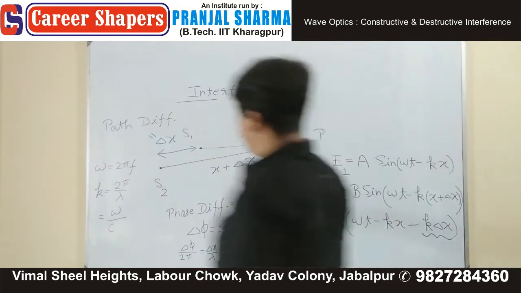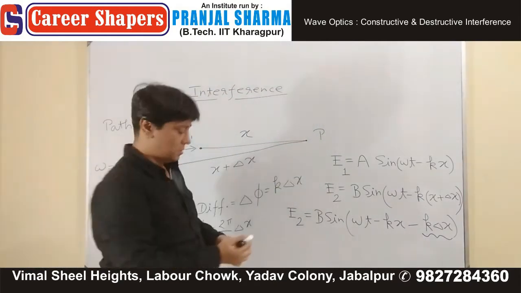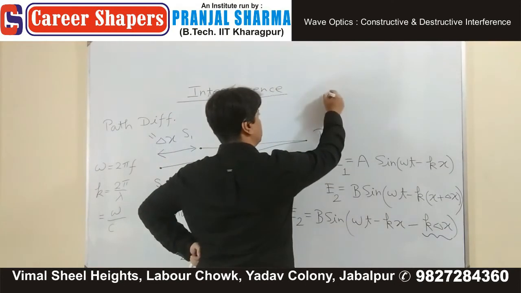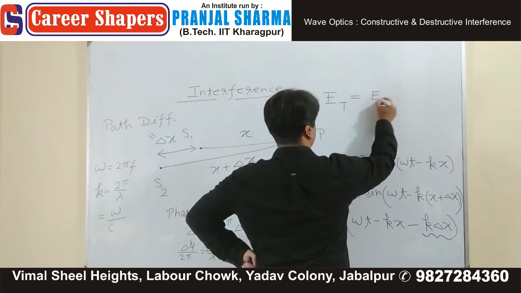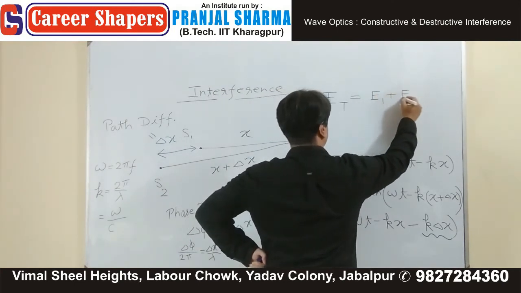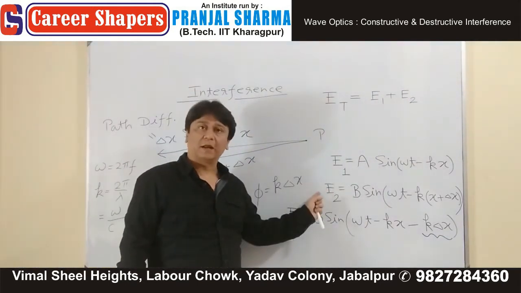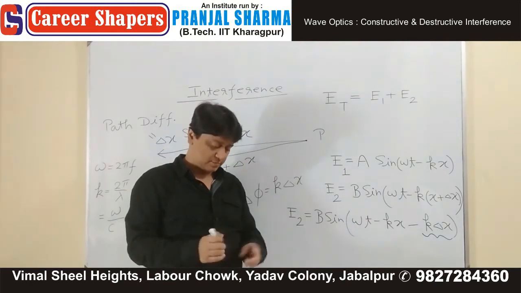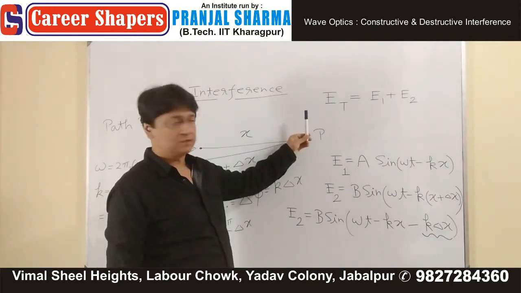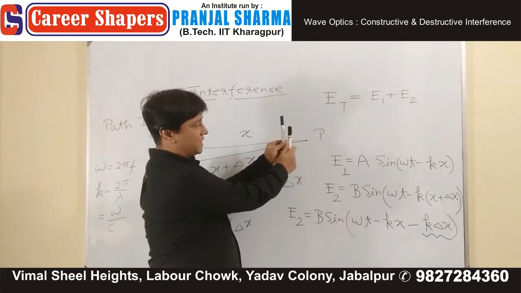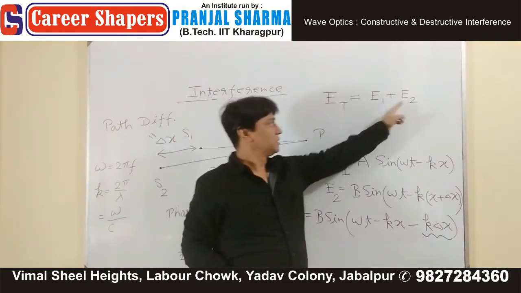Now, when these two waves arrive at P, the total electric field is given by E1 plus E2. Electric field, these are two vectors. Suppose at point P, electric field due to first is E1, due to second is E2. Add these two and you will get what? E total.